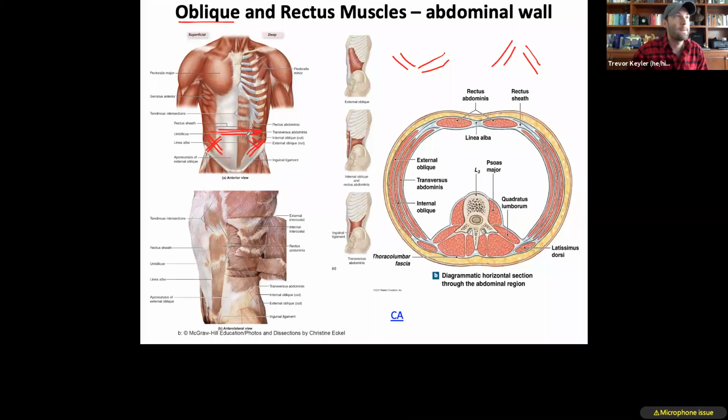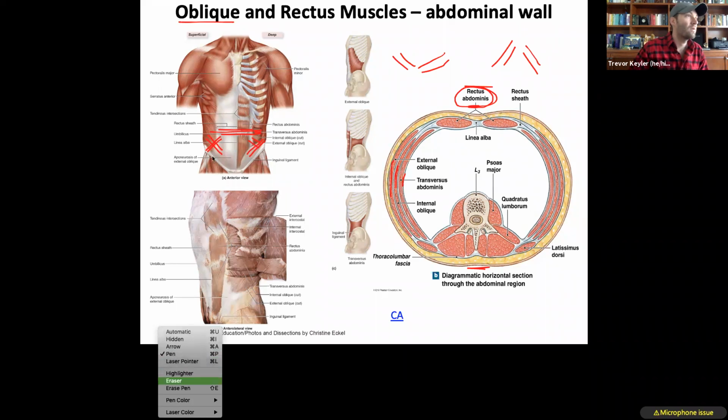Okay. And if you're getting tripped up on these layers, just go ahead and look here. So this would be anterior right here. This would be posterior. Here's your spine. And we can see the transverse is the deepest, followed by the internal obliques, followed by the external obliques. Okay. And that leaves us with these muscles in front, the rectus abdominis. Rectus meaning straight. They run straight up and down.